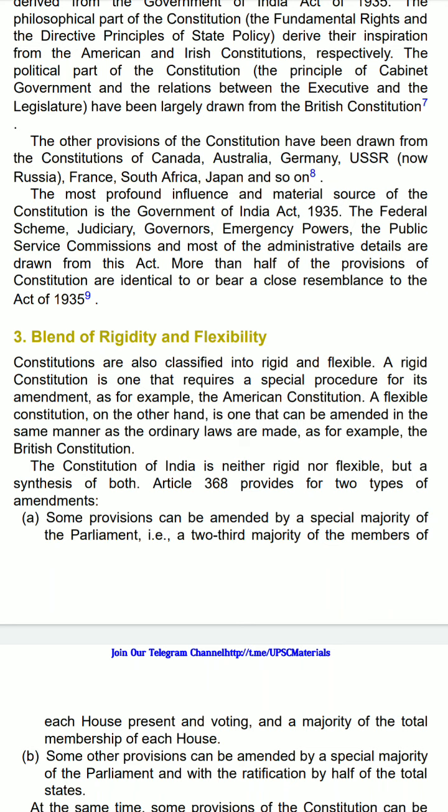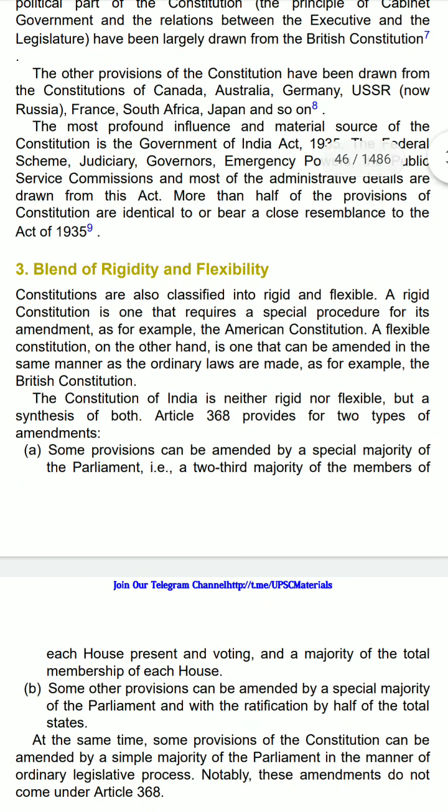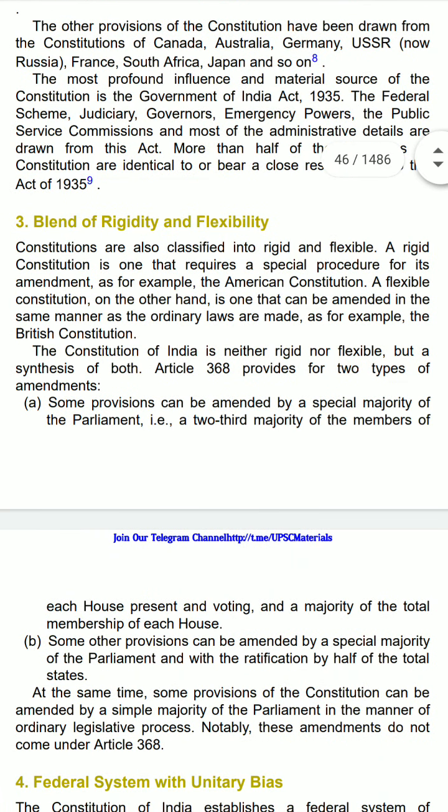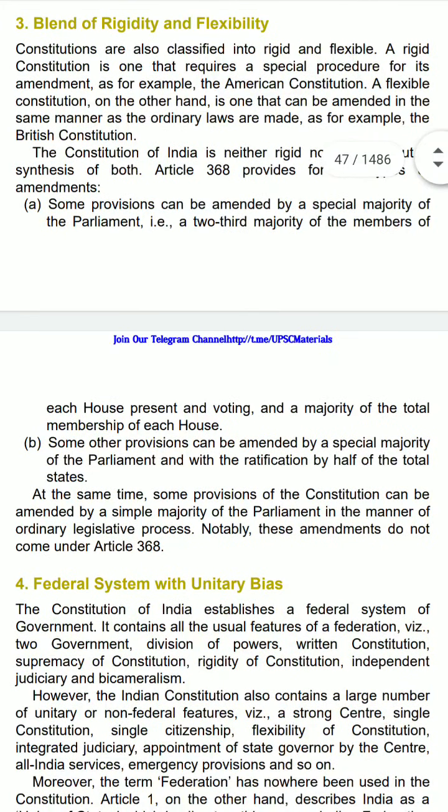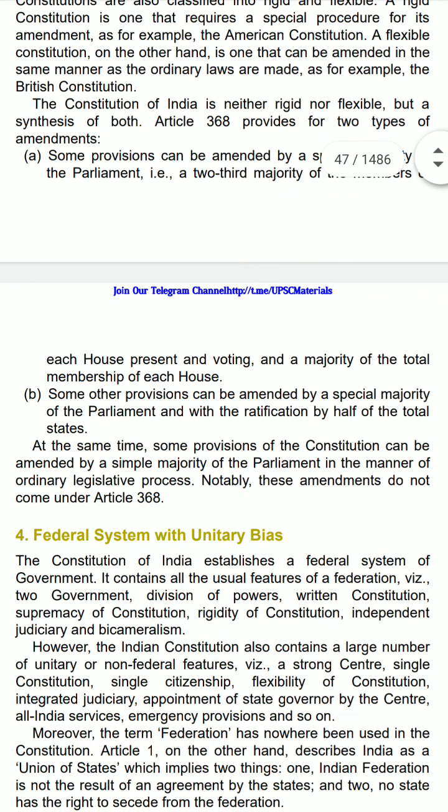The Constitution of India is neither rigid nor flexible, but a synthesis of both. Article 368 provides for two types of amendments. A. Some provisions can be amended by a special majority of the Parliament, that is, a two-thirds majority of the members of each house present and voting, and a majority of the total membership of each house. B. Some other provisions can be amended by a special majority of the Parliament and with the ratification by half of the total states.